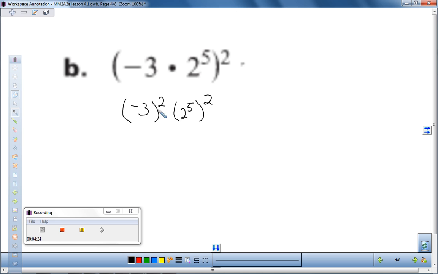So we end up with negative 3 squared, which gives us 9. I'm going to go ahead and do that. It's positive because I have a negative times a negative. Then here I'm going to end up multiplying this, so I'm going to put 2 times 5 times 2, because I'm multiplying my exponents here for the power property. And then we end up with 9 times 2 to the 10th. Then we take 2 to the 10th, multiply it times 9, and we end up with 9,216.